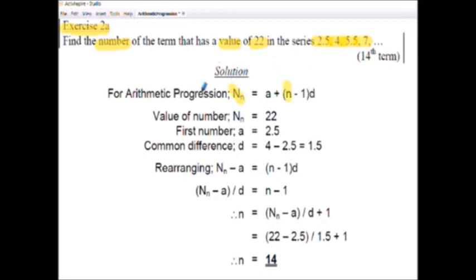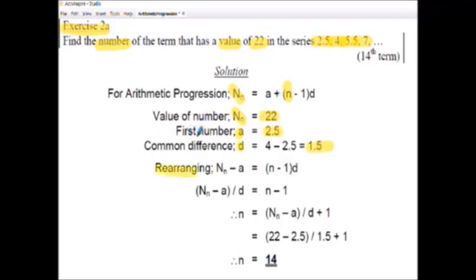So from the question, Tn is equal to 22. A, the first term in the series, we can see is 2.5. The common difference is always the second term take away the first term, so 1.5. So given the above equation for Tn, I'm going to rearrange the equation.